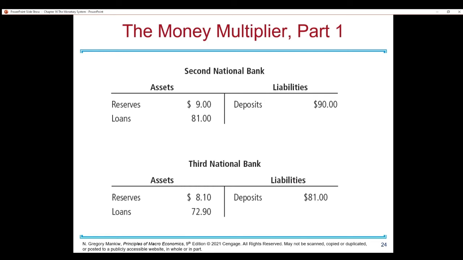Now, it may seem like this might go on forever, right? Because the first person puts in $100, the second person gets a loan of $90 because of the 10% reserve requirement. So you can only loan out $90. So the second person has $90, he deposits it into his bank, and then they're going to loan out 90% of their deposits. So 90% of 90 is going to be 81, right? We can see that in the assets of loans. He's going to loan the $81 out to the third person.